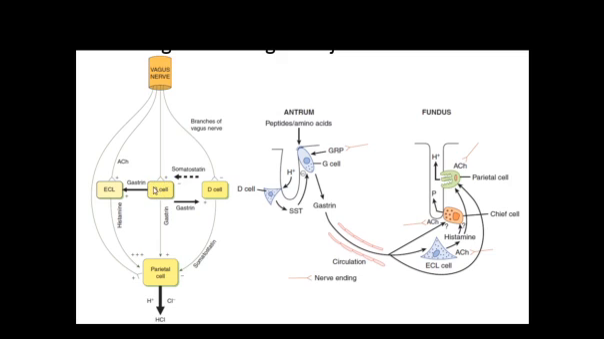Now, when these G cells are stimulated, it causes the release of gastrin into the bloodstream, which again acts on parietal cells, enterochromaffin-like cells and D cells. When it acts on parietal cells, it increases the HCl secretion. When it acts on enterochromaffin-like cells, it increases the production of histamine, which again acts on parietal cells to release more and more hydrochloric acid.